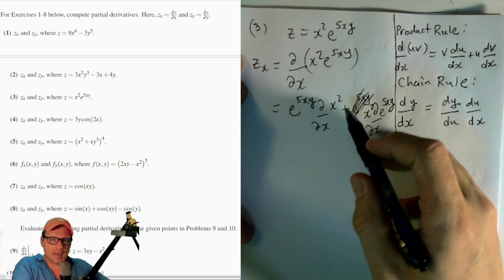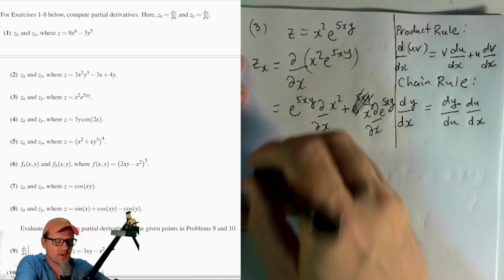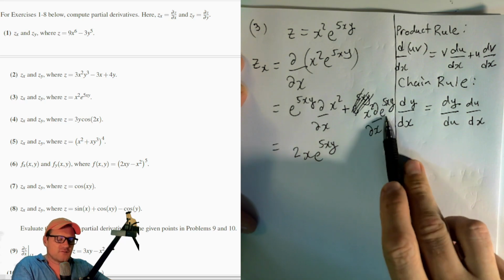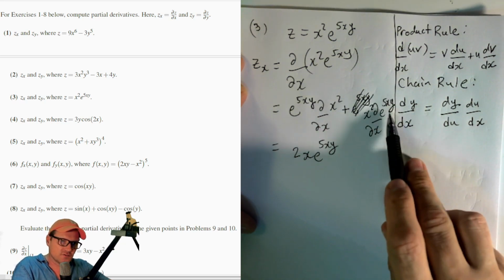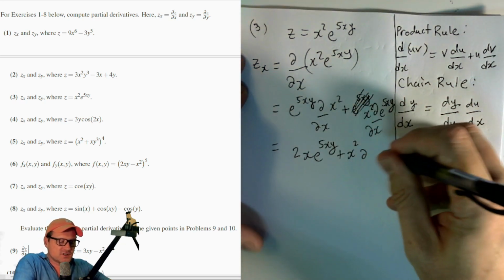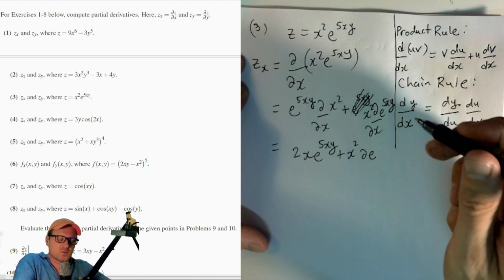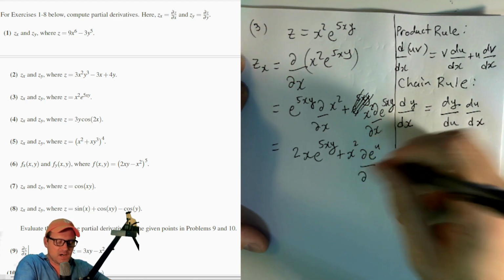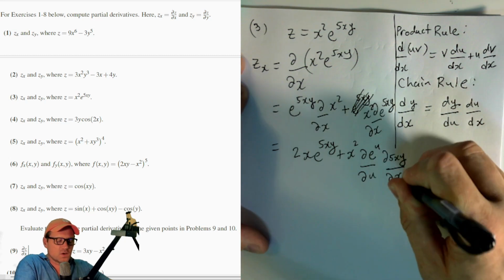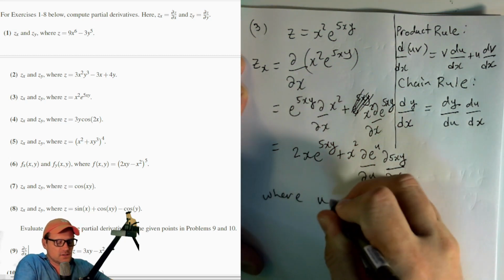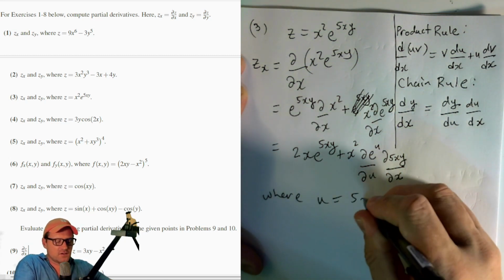So the derivative of x squared with respect to x is 2x. Let's put that in front. And then for this, we need the chain rule for this one. So we're differentiating e to the power of u, where u is 5xy, with respect to x. But using the chain rule, this is what it looks like, where u is equal to 5xy.